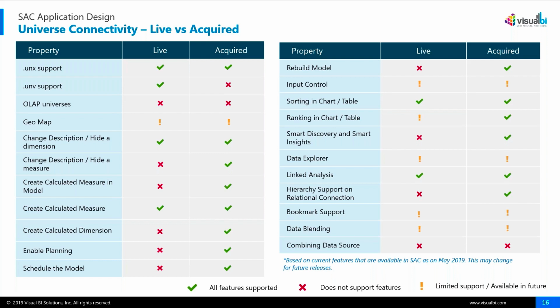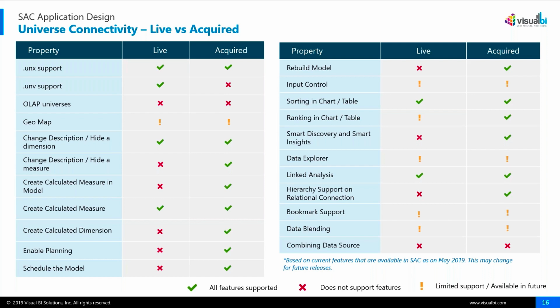So first, looking at the universe connectivity, you see a lot of things are possible with acquired, because acquired has a lot of capabilities, as you actually bring the data into the cloud system and then work on it, while live has a lot of limitations for now, but I'm pretty sure these gaps are going to be filled by SAP very soon. Like you see, we can create calculated measures and calculated dimensions within the analytic applications, and it also supports the UNX and UNV files for live. And there are a lot of other options like smart insights and sorting, which are very basic calculations needed for data analysis.